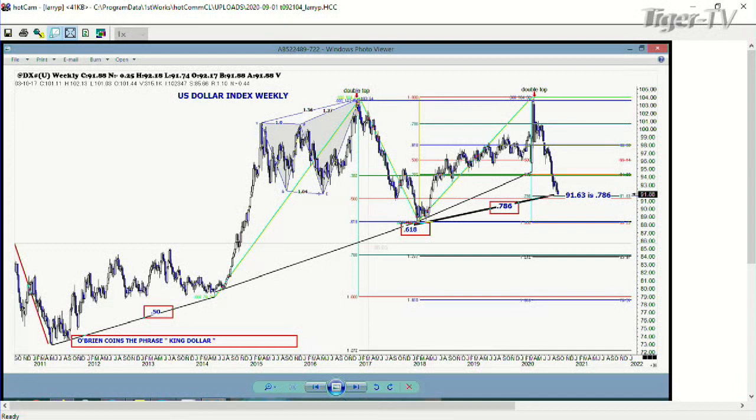So this is really important low here in the dollar. I mean, like super important. You can't make this up. So that's the main thing, and you got to keep an eye on it. So we got to watch it closely.